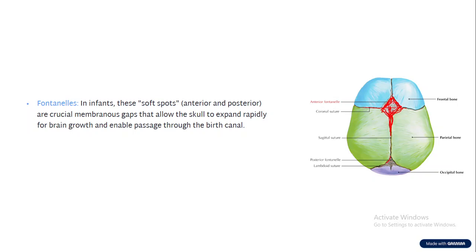This anterior fontanelle is also called bregma, and this posterior fontanelle, which is present at the junction of sagittal suture and lambdoid suture, is called lambda. The posterior fontanelle gets ossified 1 to 2 months after birth, and the anterior fontanelle takes almost 4 to 26 weeks or 26 months for the ossification of this fontanelle.